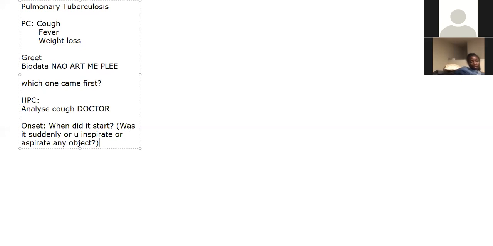So you want to ask about any object. You want to ask, when did it start? Was it a gradual process? But once you ask when did it start, it's even enough there. You understand? Then for the D part, you want to know the duration. So how do you ask duration? How long have you been coughing? How long has it been?